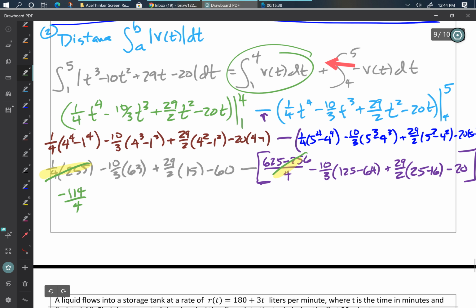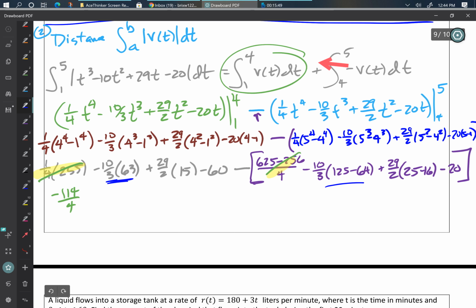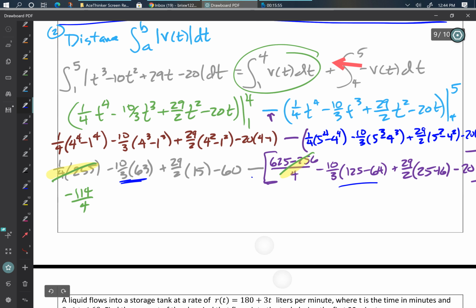Okay, now I'll do my thirds. These are thirds and these are thirds. Okay, I've got a negative 630 thirds from that first one right here, plus, because this minus, this subtraction, and this subtraction are going to make this positive, I need to have 10 times 125 minus 64. So minus 20 thirds when it's all said and done. Okay, so that one's gone and that one's gone.